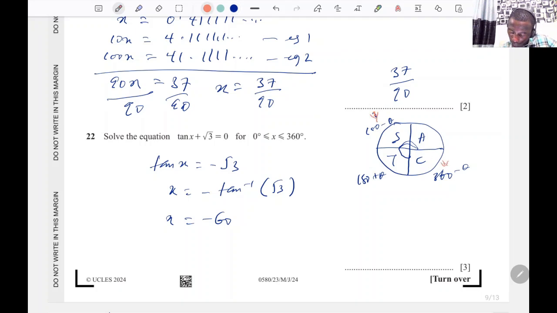So if that's the case, my tan is negative there. If I remove, 180 minus 60 will give me 120. So 120. And now here, if I remove 60 from 360, I have 300. So that is the area where your tan is negative. Alright? That's the area where your tan is negative.